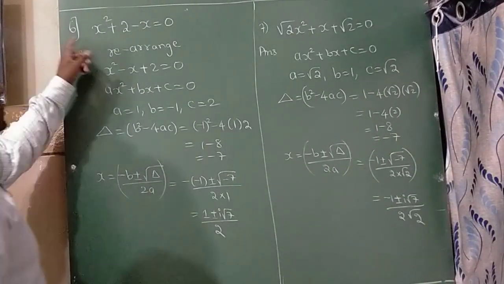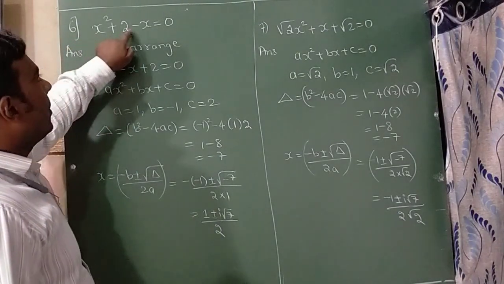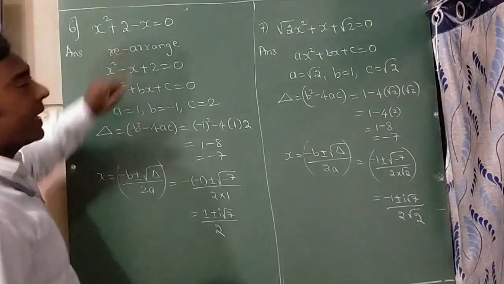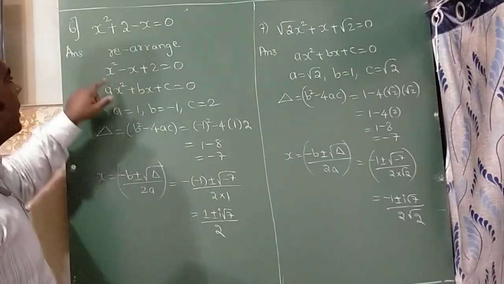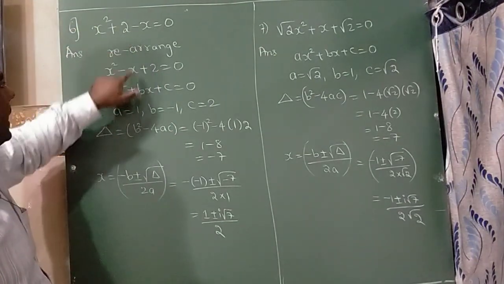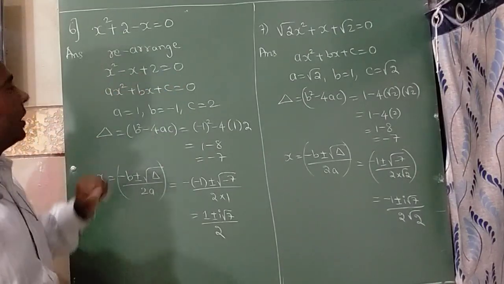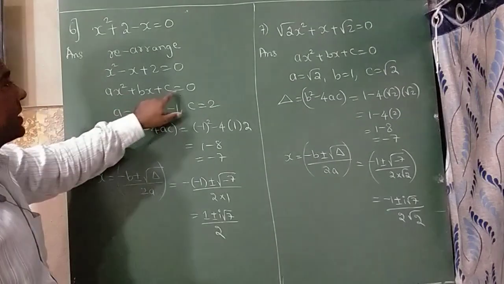So here the sixth question is x square plus 2 minus x is equal to 0. This is actually not in the correct form. So I have rearranged. So x square minus x plus 2 is equal to 0. This is in the quadratic equation form. So ax square plus bx plus c is equal to 0.